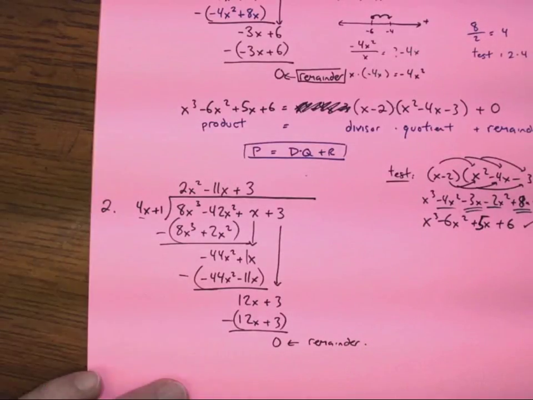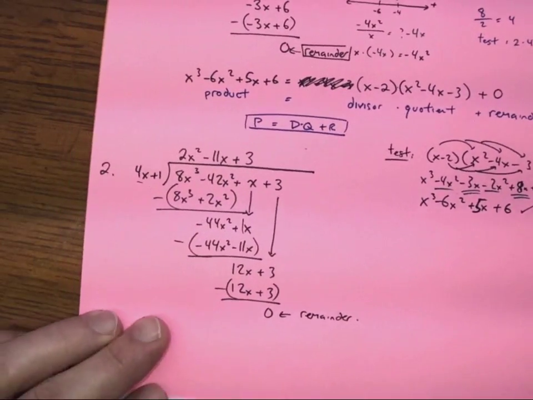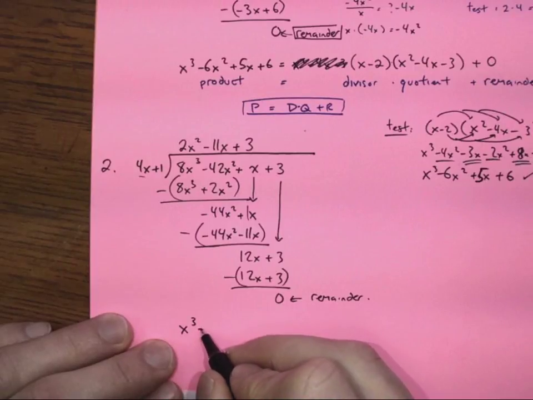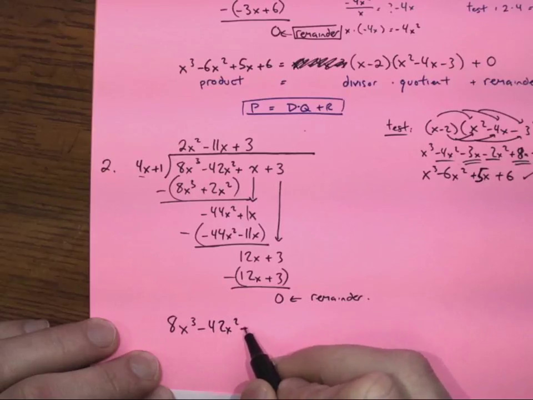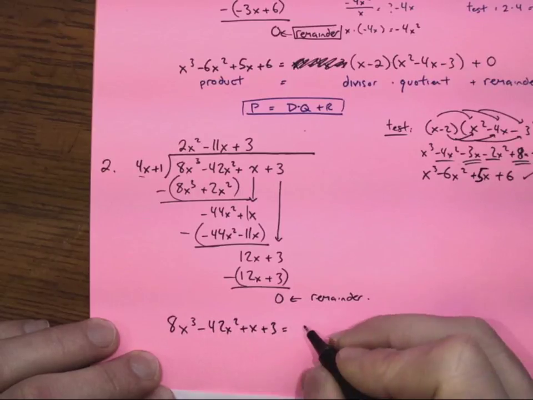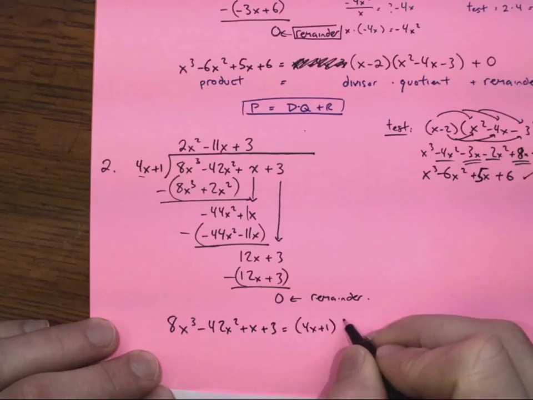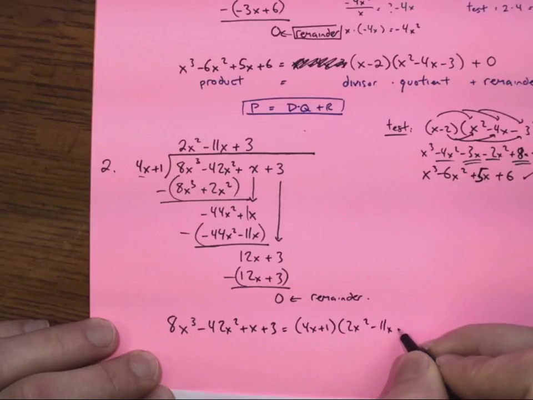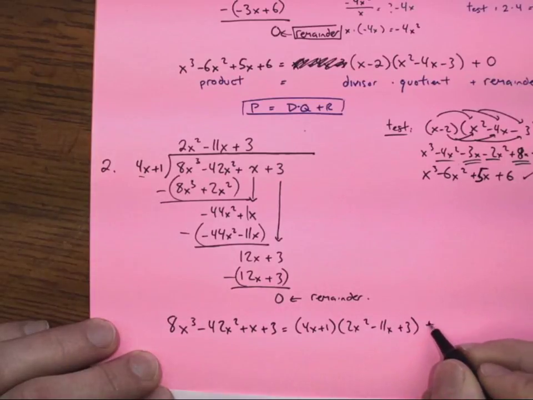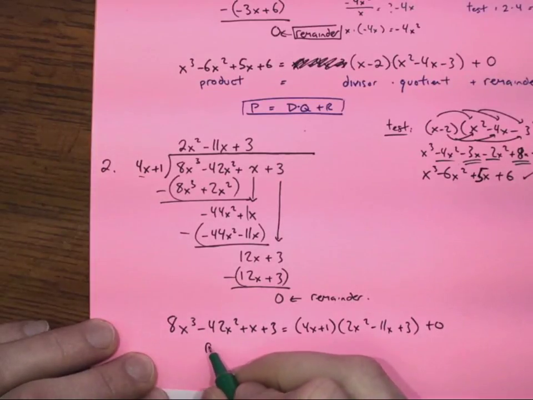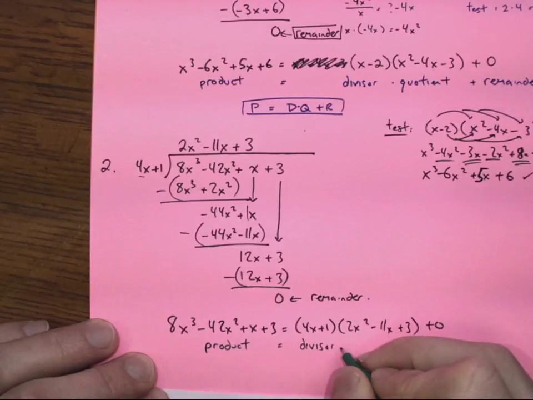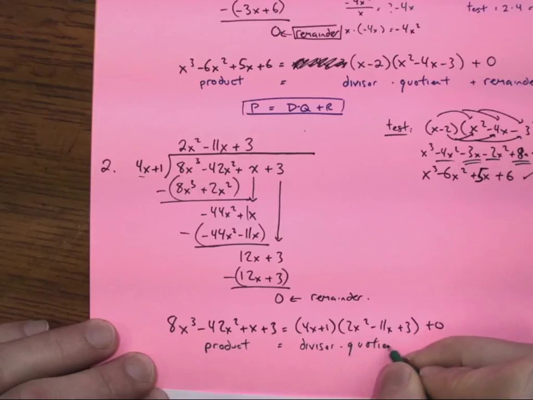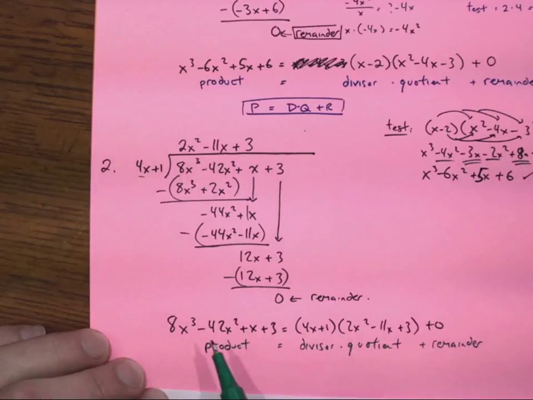So, as a final statement, I could say that 8x cubed minus 42x squared plus x plus 3 is equal to 4x plus 1 times 2x squared minus 11x plus 3 plus 0. And again, I have a product, and that's equal to the divisor times the quotient plus the remainder.